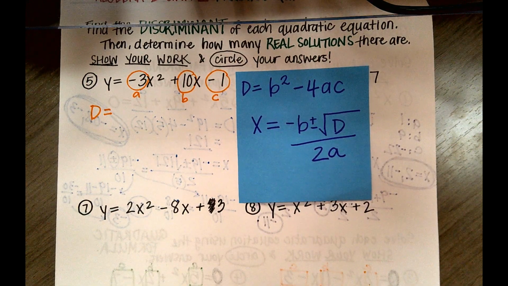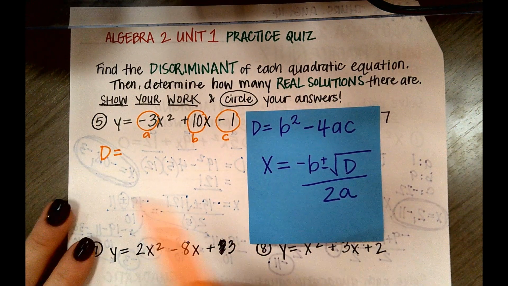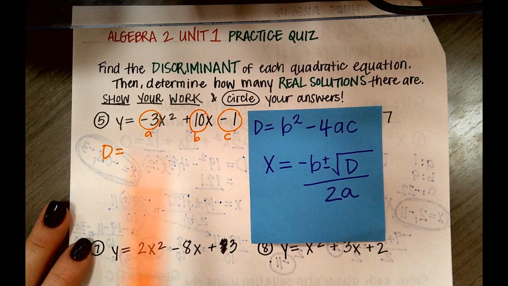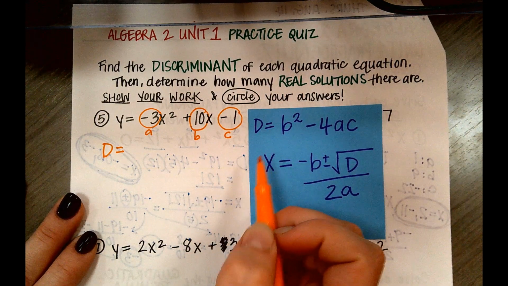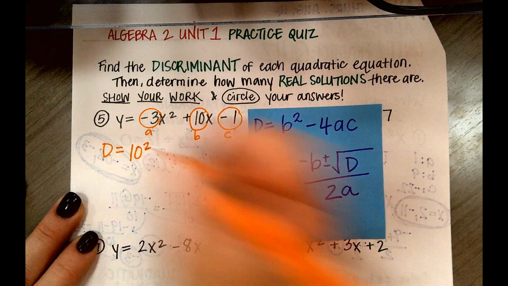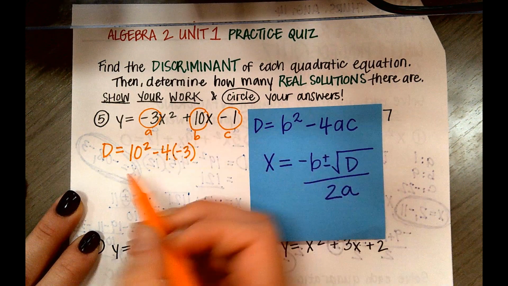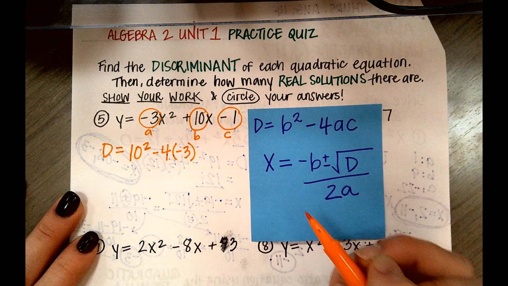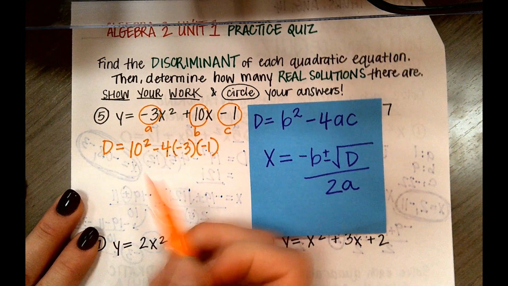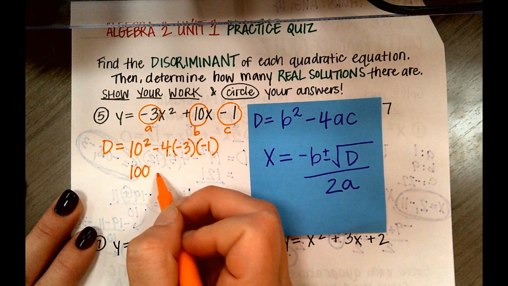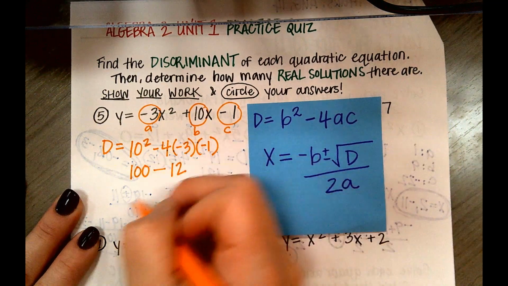There we go. All right, so back to number 5. Who would like to walk me through number 5? Anybody? Yes, Natalie. D equals 10 squared minus 4 times negative 3 times negative 1. Perfect. Then I got 100 minus 12. Okay, 100 minus, what'd you say? 12. Perfect. And it's 88.